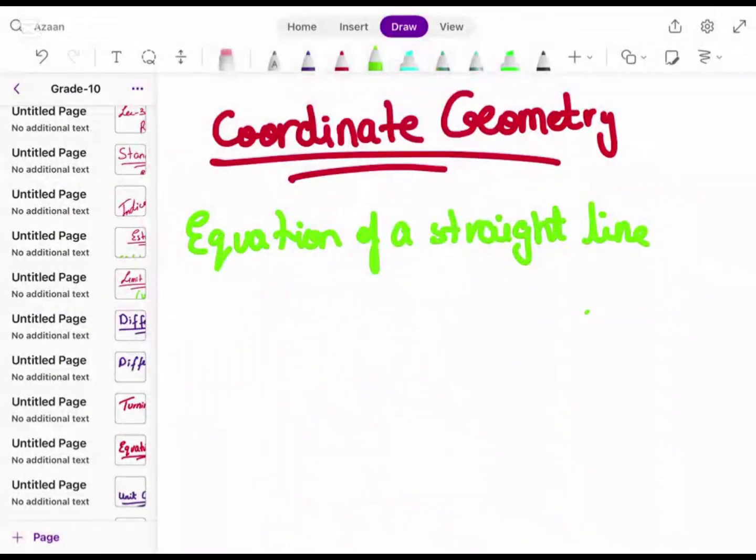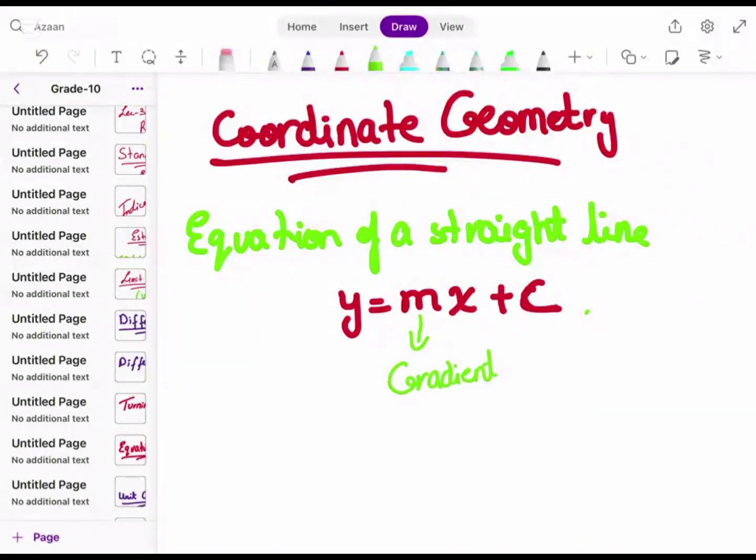The basic general equation of a straight line is y equals mx plus c. There are more equations of a straight line, but according to the syllabus, we use y equals mx plus c. Here m is the gradient, y and x are coordinate points, and c is the y-intercept.